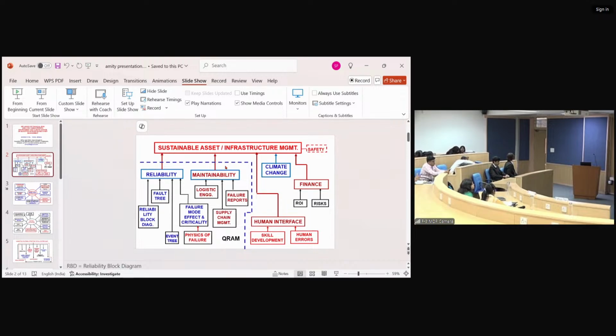But there are some equipments, safety critical systems like railways, aerospace, defense, chemical engineering, nuclear engineering, where safety is also important. But all these things cannot work without humans. So the human interface requires skill development and is based on human errors. And of course, finance. Throughout my life, I found that for everything, finance is always raising objections. What about our ROI, what about the risk? So I'll tell all that. And of late, climate change has also come into the picture.